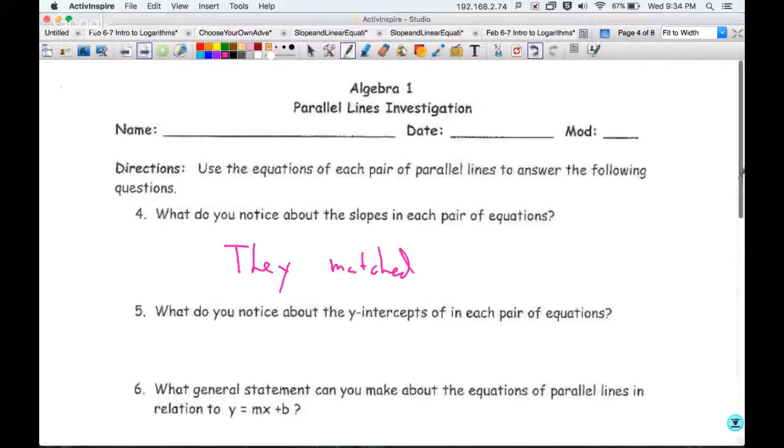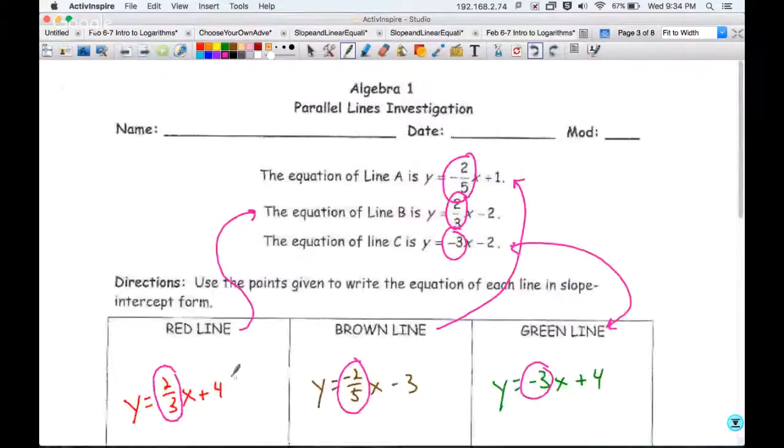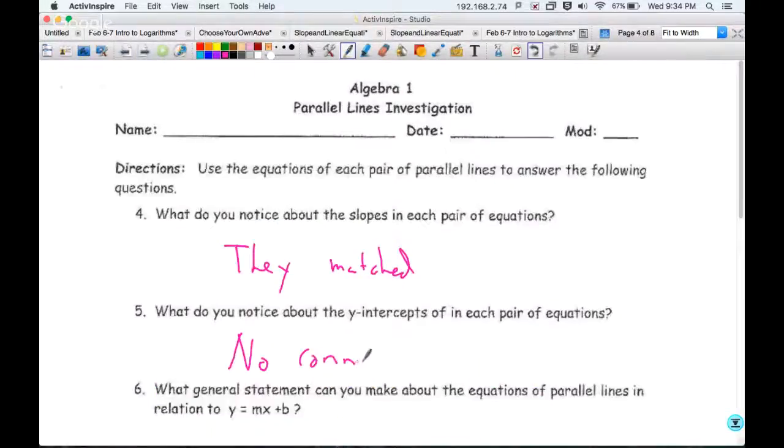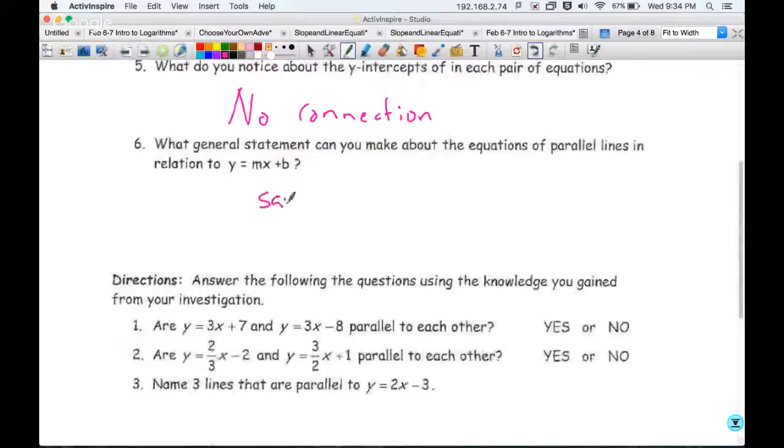What do you notice about the y-intercepts in each pair of equations? Let's go back and take a look. This one had a y-intercept of 4. This one has a y-intercept of negative 2. It doesn't seem to be a connection there. This one, negative 3 and 1. This one, 4 and negative 2. There's no connection. So in terms of our equation y equals mx plus b, we could say same m, different b.